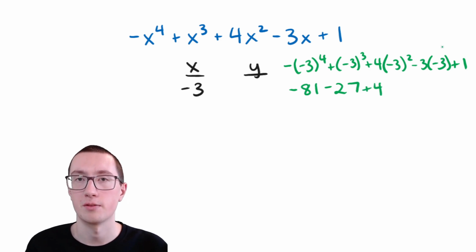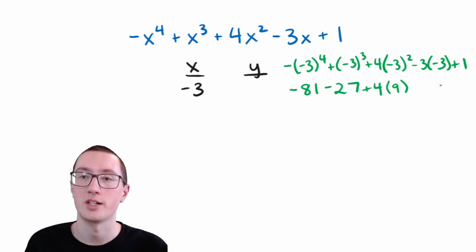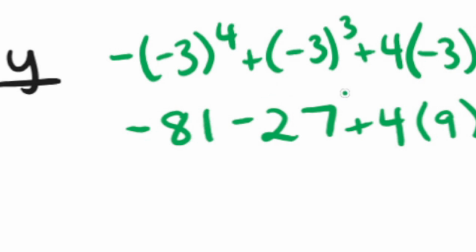That's negative 3 times negative 3, which is positive 9. So we're going to have positive 9. And then negative 3 times negative 3, that's showing up a lot in this problem, but it's the same thing. 3 times 3 is 9, 2 negatives make a positive, so plus 9. And then plus 1. All right, so next we're going to have negative 81 minus 27.